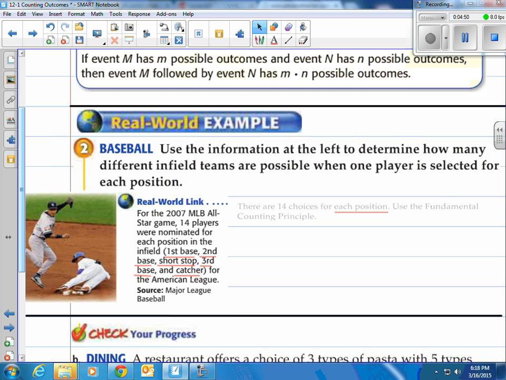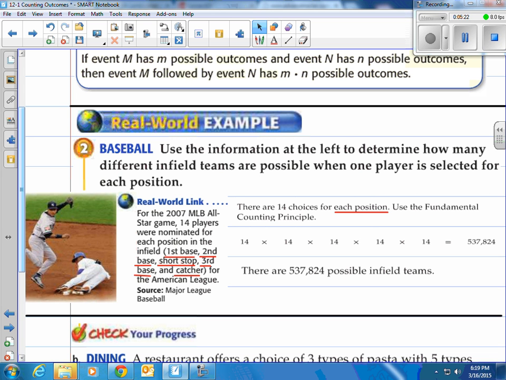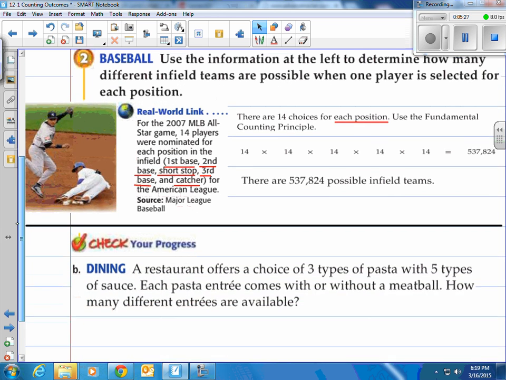All right, so first off, we have to know how many different positions we're talking about. We have 5 different positions, and 14 choices for each of those positions. So to use the fundamental counting principle, each position, you have 14 possible choices. So 14 is going to be multiplied by itself 5 times. And notice that's 537,824. You wouldn't want to make a tree diagram for this one. That would take a very long time. So there are 537,824 possible infield teams. That's a lot of infield teams that they could possibly put together with those combinations.